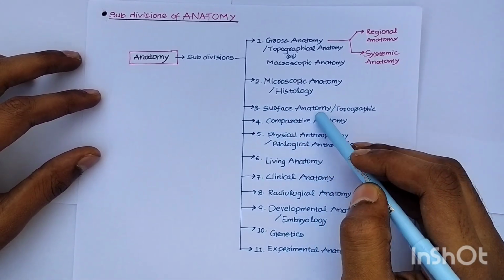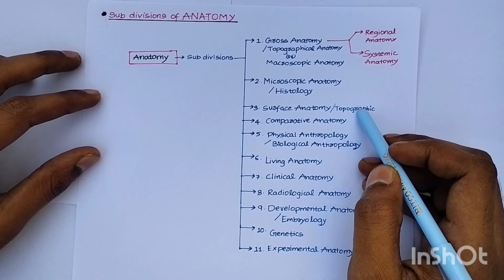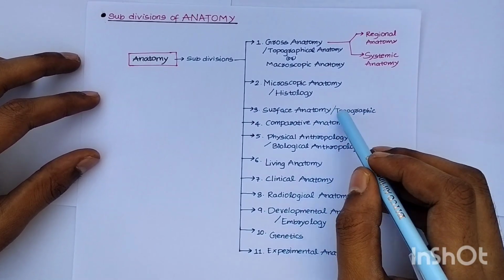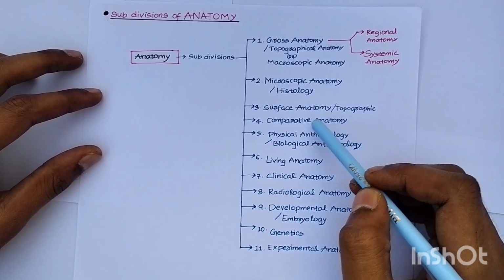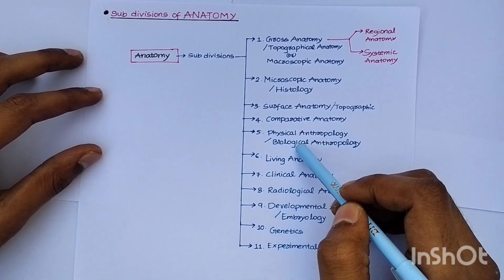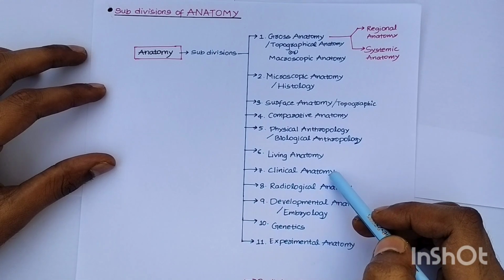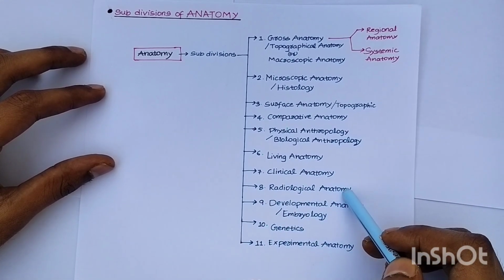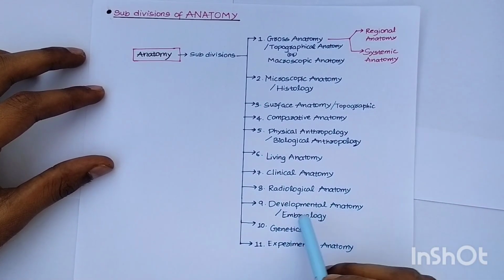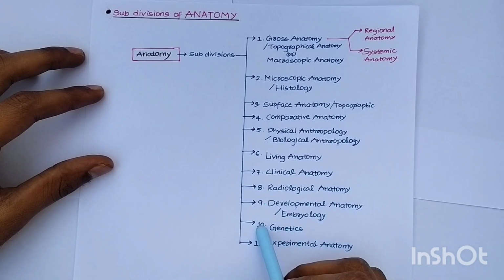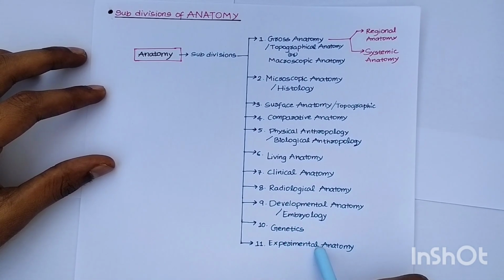The third is surface anatomy, also called topographic anatomy. The fourth is comparative anatomy. The fifth is physical anthropology, also called biological anthropology. Sixth is living anatomy. Seventh is clinical anatomy. Eighth is radiological anatomy. Ninth is developmental anatomy, also called embryology. Tenth is genetics. Eleventh is experimental anatomy.